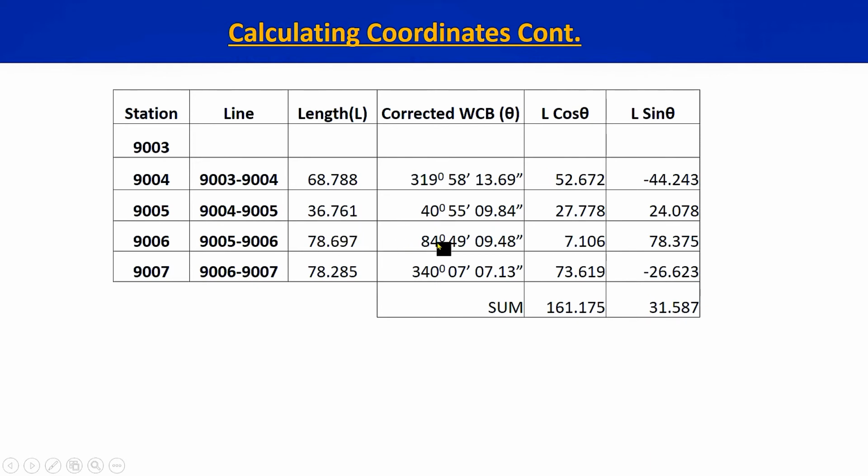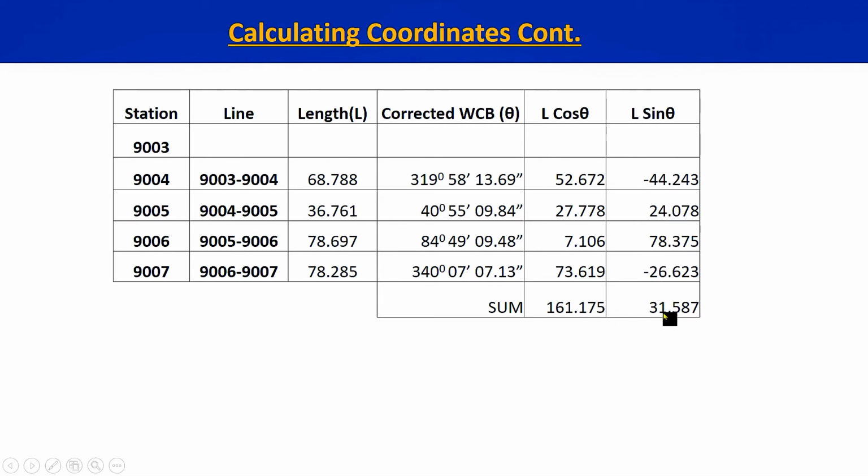Similarly, from all the corrected WCBs, the whole circle bearings, you can find out these partial coordinates. So the lengths are given, the WCBs are given, these lengths are L, and the WCB is the theta. So L cos theta and L sin theta can easily be found, and we can complete this table. When we add all these partial coordinates, it should equal the actual difference between the GPS control points from 9003 to 9007. So this is 161.175 meters.